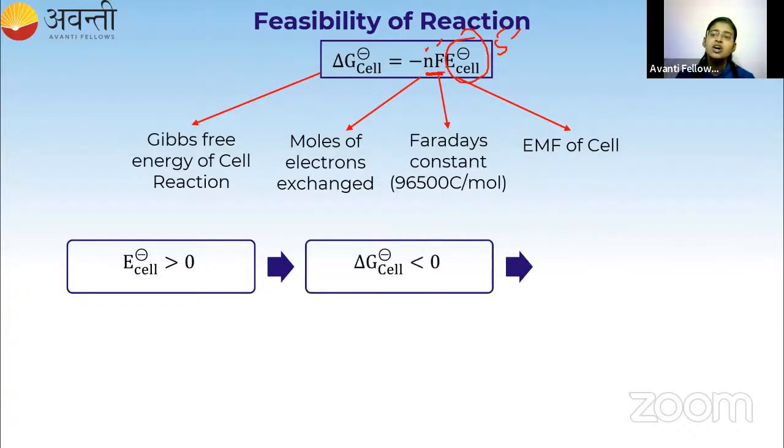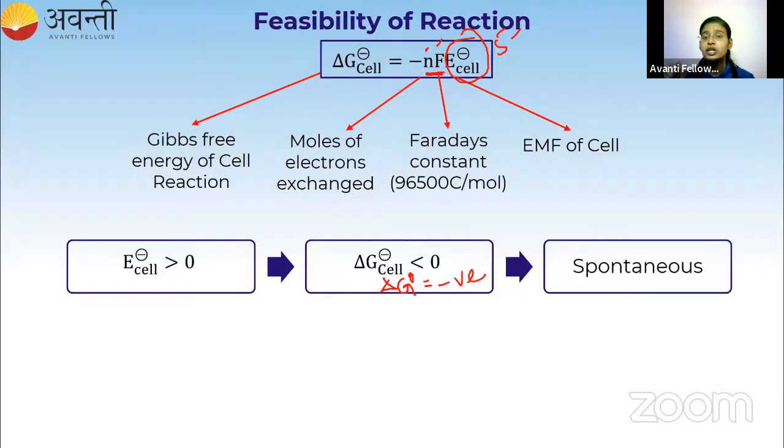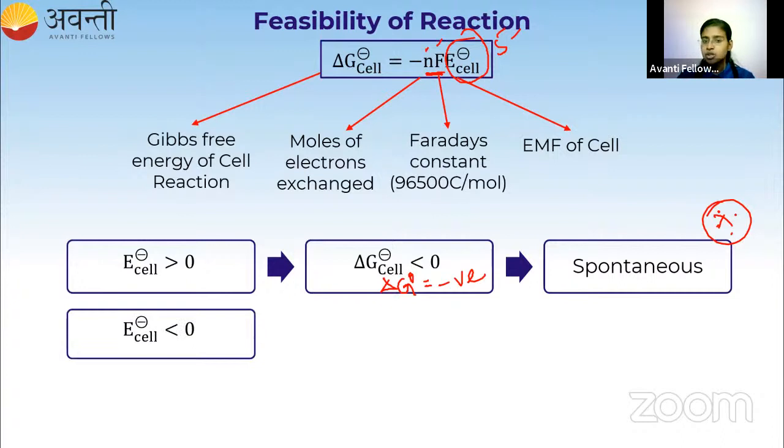If delta G naught is less than 0, it is negative. So if it is negative, then the reaction is spontaneous. This is a very important point. You might have studied this in your class 11 thermodynamics and equilibrium lessons. For a reaction to be spontaneous in nature, the delta G value should be negative. If it is positive, then the reaction is non-spontaneous. Got it?